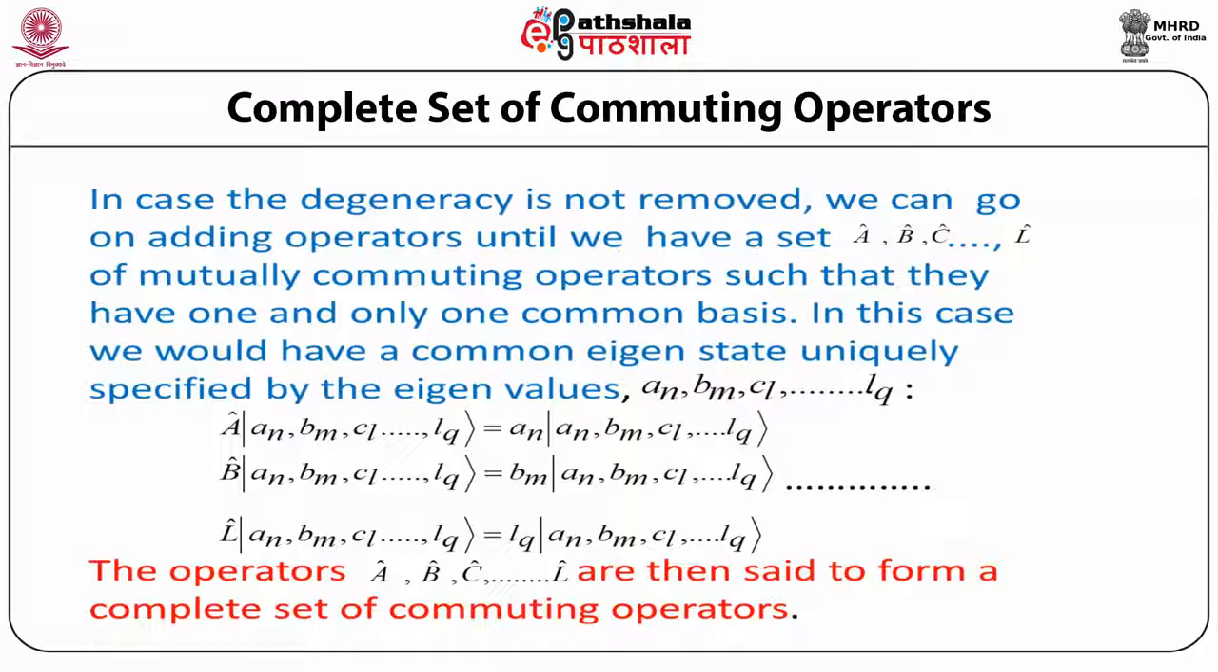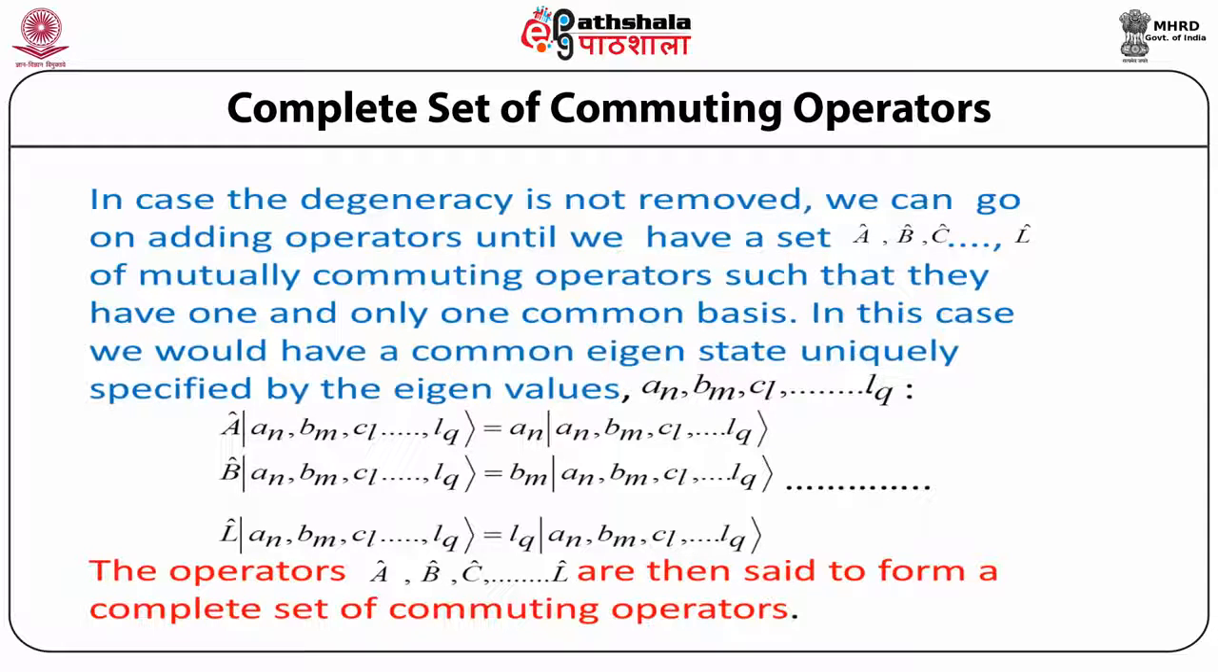And the corresponding eigenvalue equations can be written as operator A acting on the common basis ket vector an, bm, cl, and so on till lq is equal to an times the common basis ket vector an, bm, cl, and so on till lq. Similarly, operator B acting on the common basis ket vector is equal to bm times the common basis ket vector. And in this manner, we can continue. And finally, operator L acting on the common basis ket vector is equal to lq times the common basis ket vector.